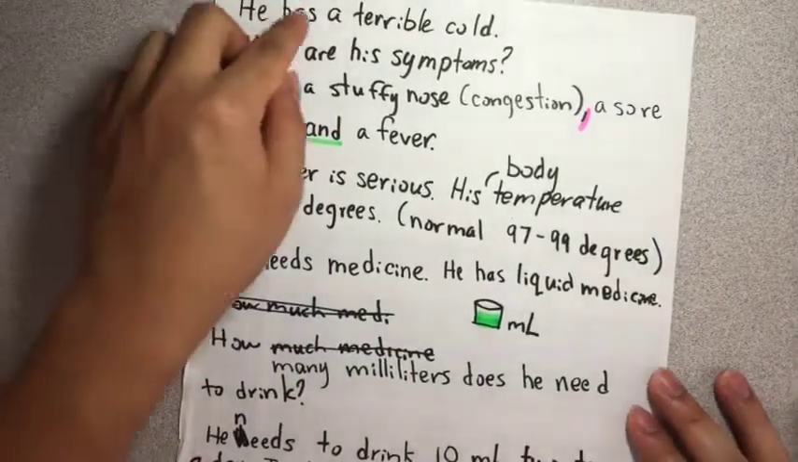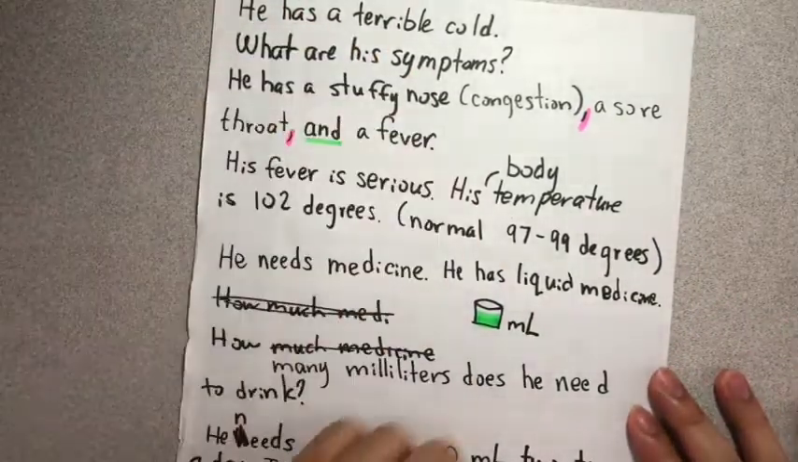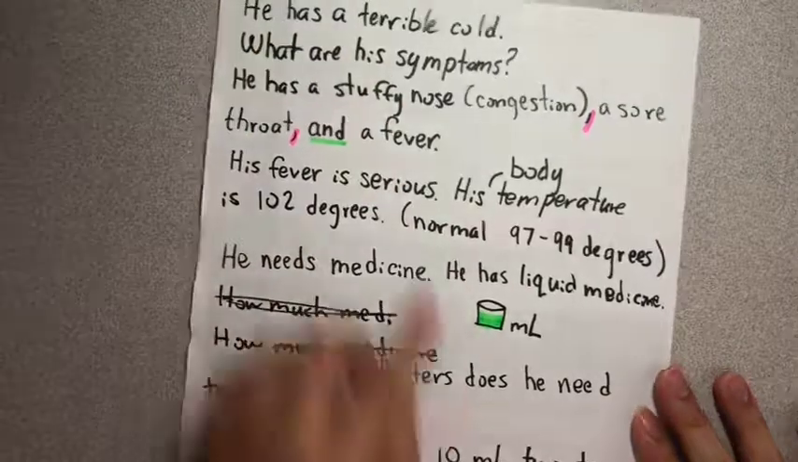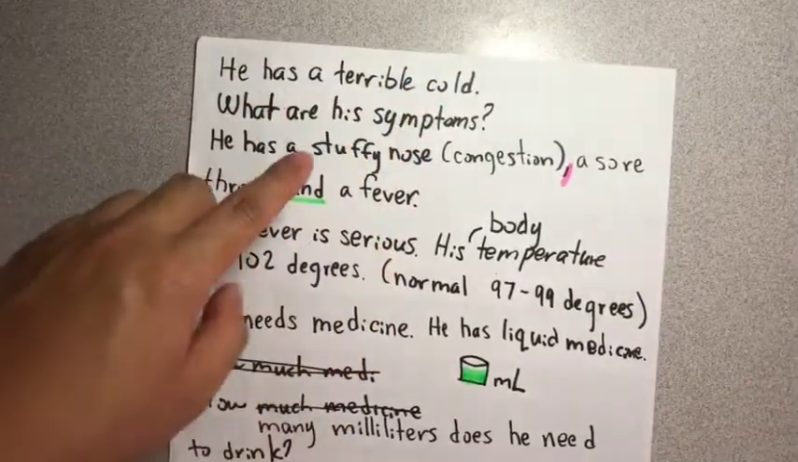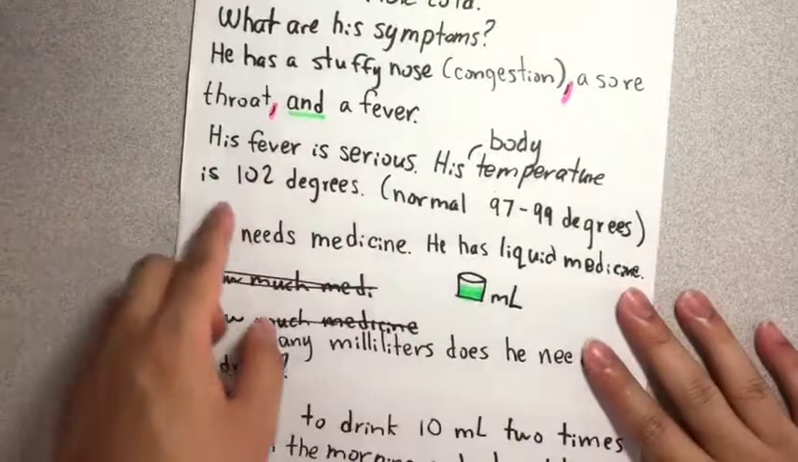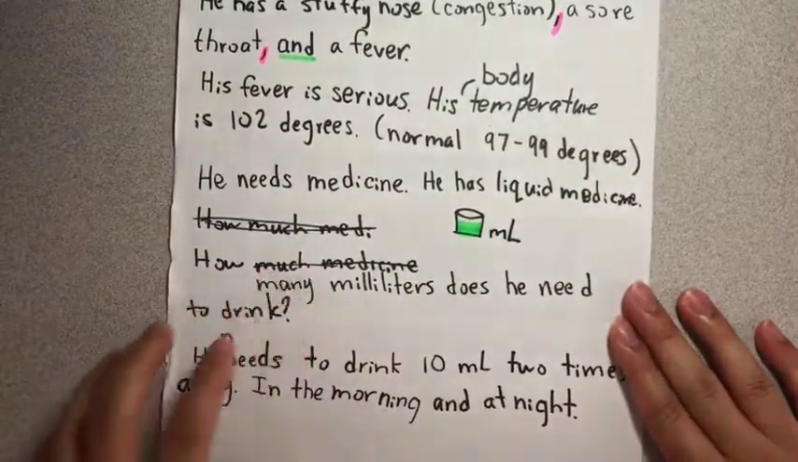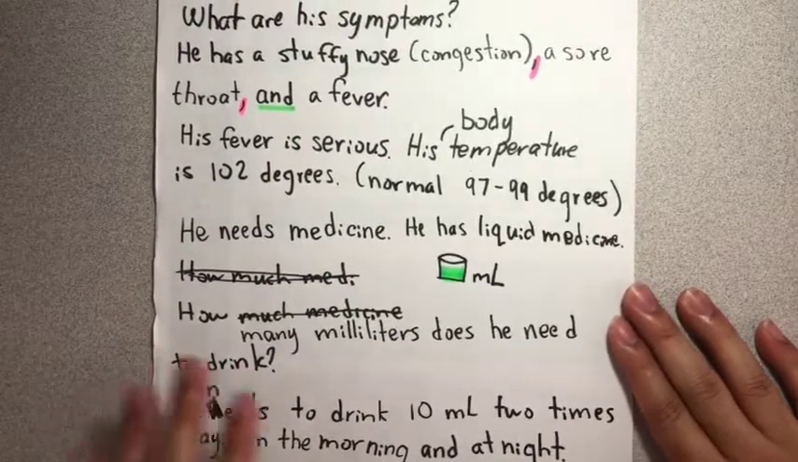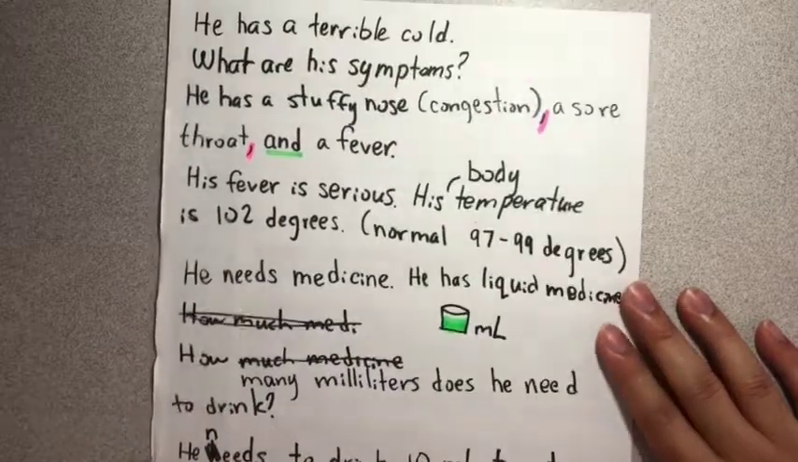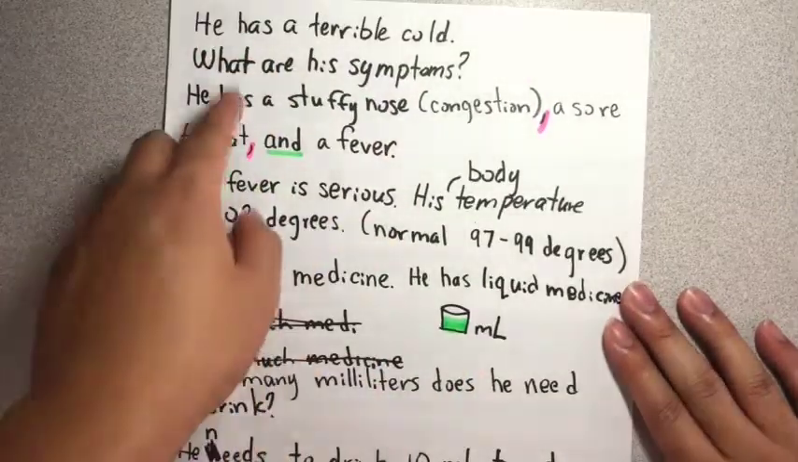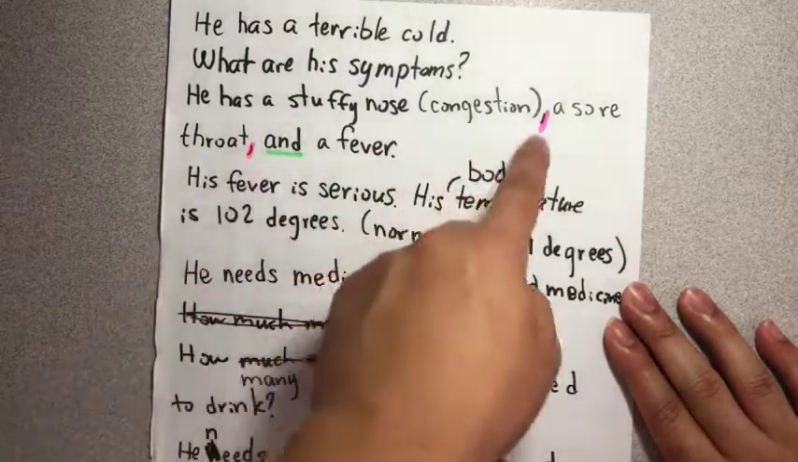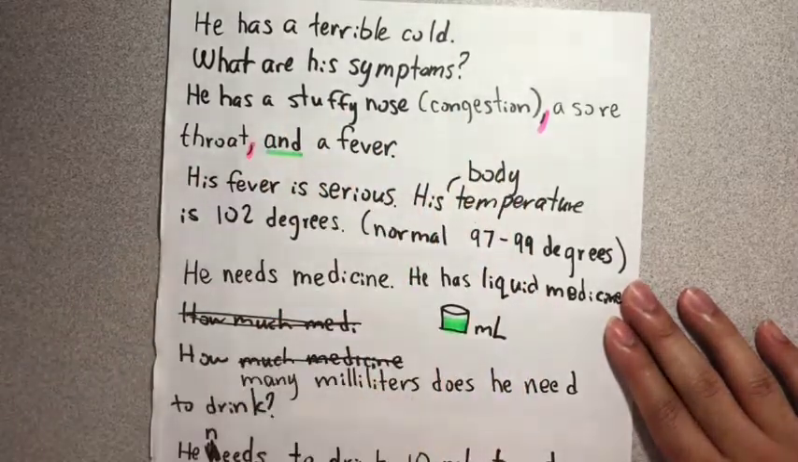So, this is the story for a terrible cold. So we have the symptoms, we have more information about the symptoms, and we have the medicine. So from here, starting next week, we're going to write a lot more stories, and we're going to use everything we learned in all of the units together.